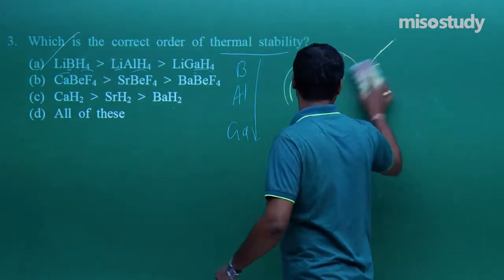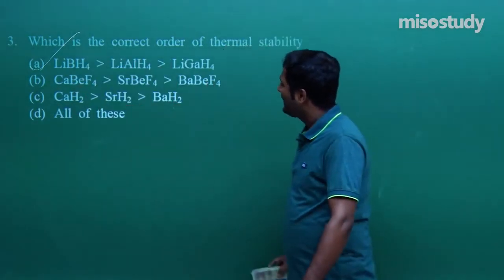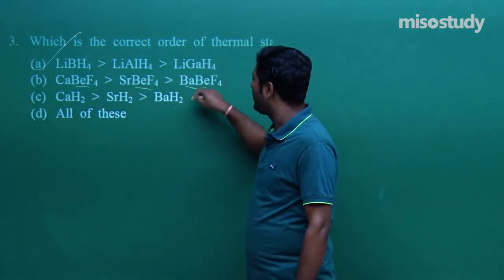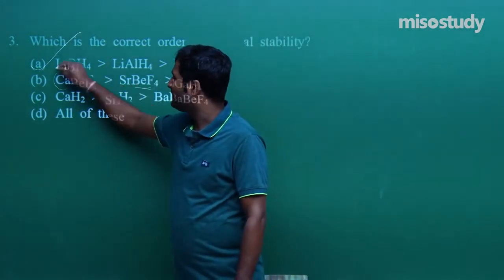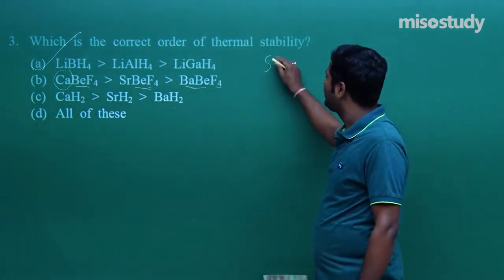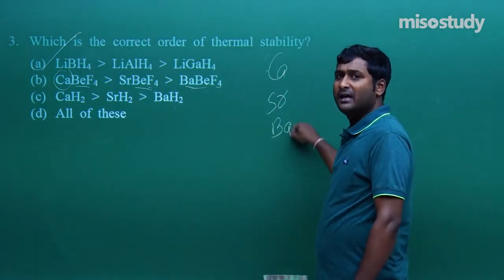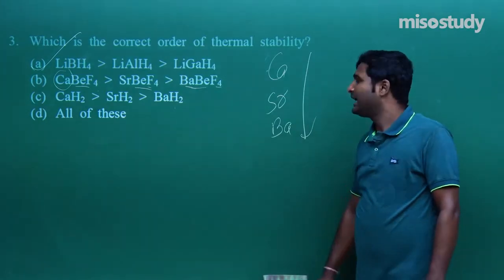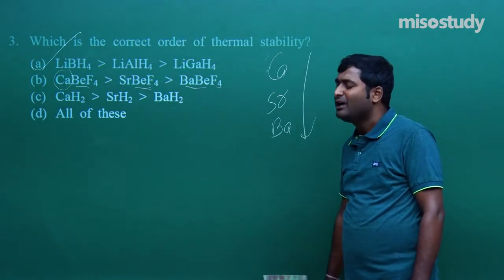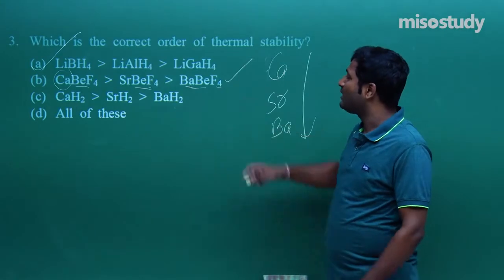Now wait for a moment. Now check out the next option. Ca, Sr and Be, with F common. If I talk about calcium, strontium, barium, as we move down the group, what will happen? Down the group size increases, so it is easily breakable. So this is also a correct order.